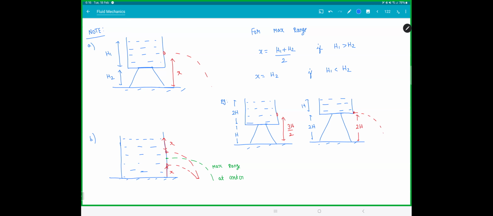Have a look at this. Next one. Easy. The only thing you did is root 2gh, isn't it? Nothing else. Everything else was kinematics after that.